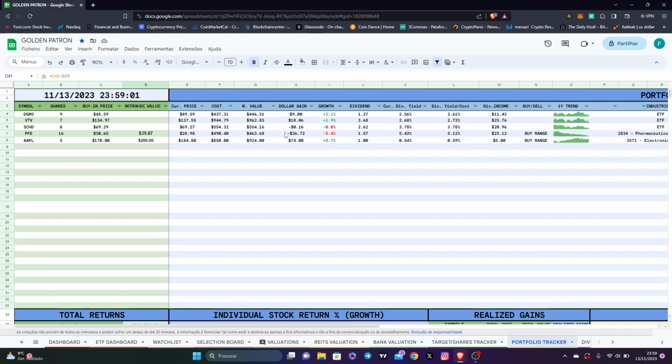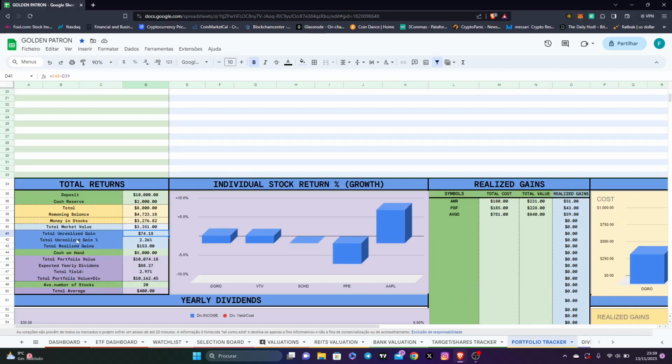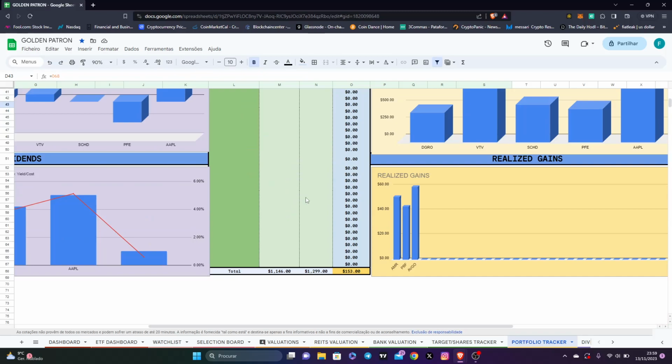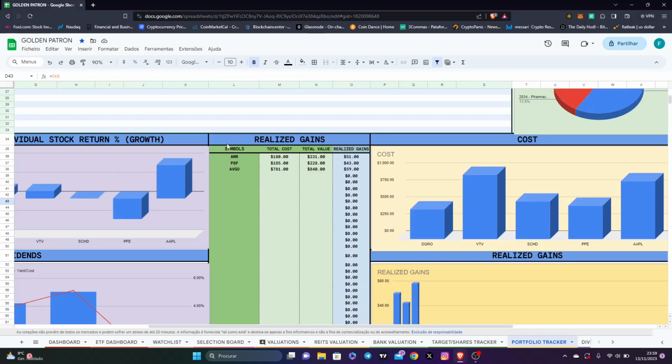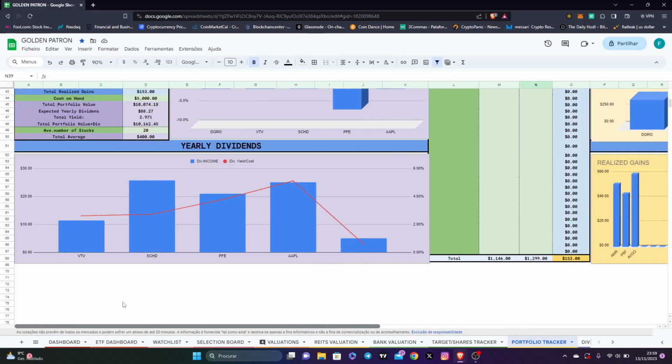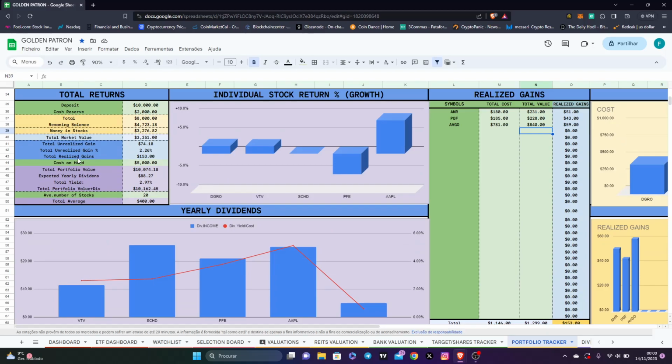This is our unrealized gain right here, because even though we're losing 26, it just adds up all the dollar gain. This is the percentage that we're gaining. We have a 2% gain, and the total realized gains is 153, which is right here. Once I close a position, I just put in the ticker symbol, the price we bought at, and the price we closed at. Okay, and we have a realized gain.